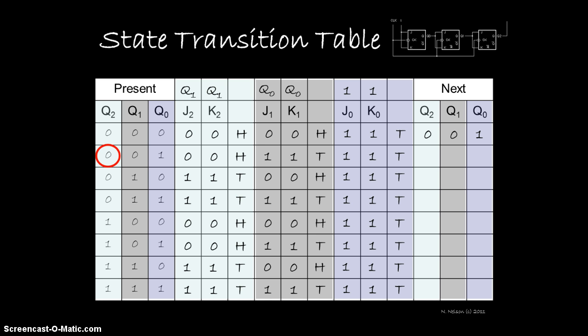For the second row, Q2 starts at 0 and holds to give a next state of 0. Q1 starts at 0 and toggles to give a next state of 1. And Q0 starts at 1 and toggles to a next state of 0. Each of the following rows are completed in the same way.